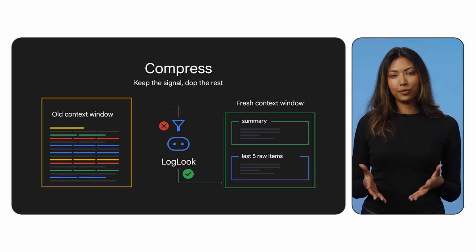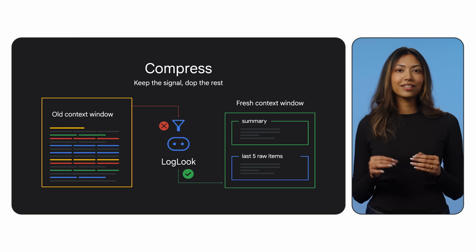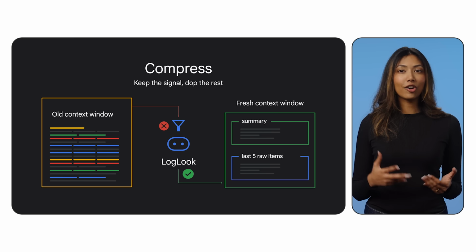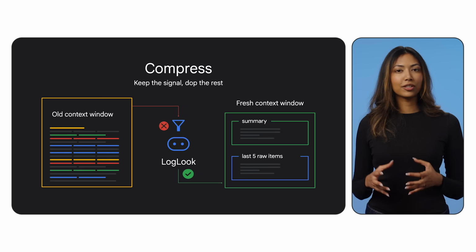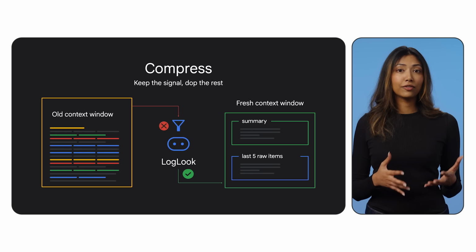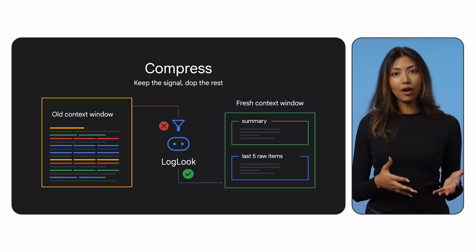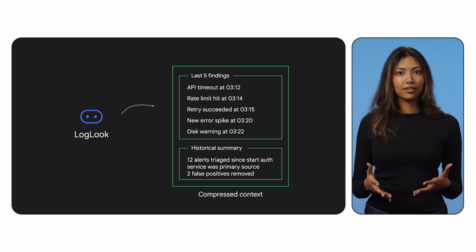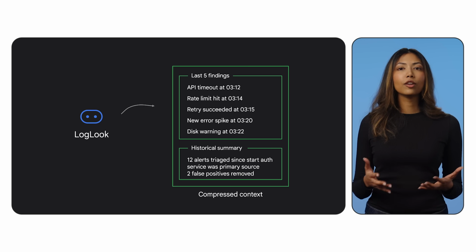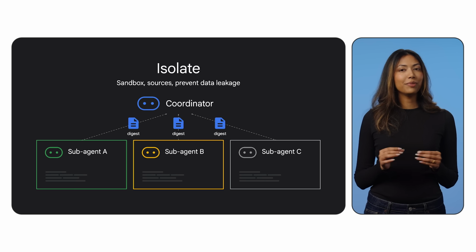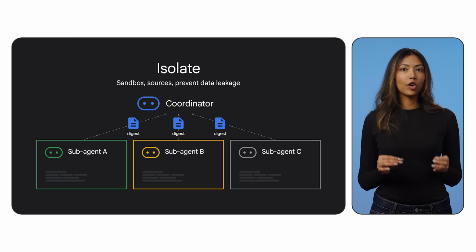At the third step, we have compress, which means keep the signal but drop the rest. What we need to do is periodically summarize long histories into short, loss-aware notes and then continue with a fresh window. So this keeps the last few raw items for safety, but then it also beats dragging a huge chat history everywhere. So for LogLook, we'll be keeping the last 5 findings, but everything older will be rolled into a 3-line recap.